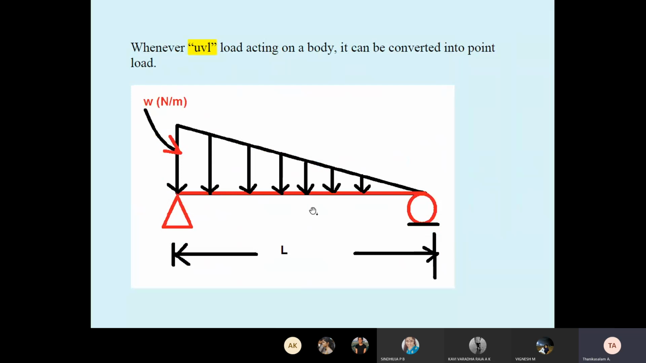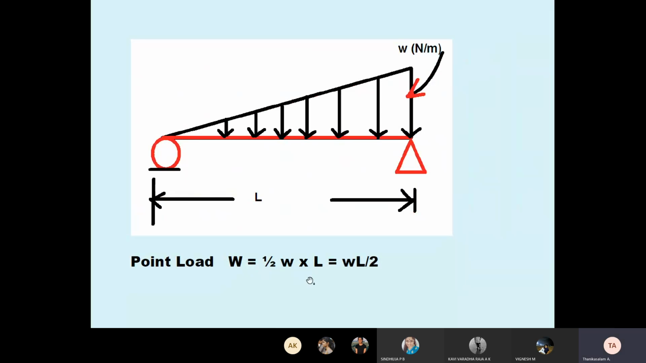So you have to convert it to a point load. How do you convert to point load? Triangular area. Students, be careful. Uniform varying load given, you have to convert to triangular area. What is a triangle? Half into base into height. So half into L into W. I converted to point load. Uniform distributed load is only W into L. For uniform varying load, you convert point load equal to half into W into L.